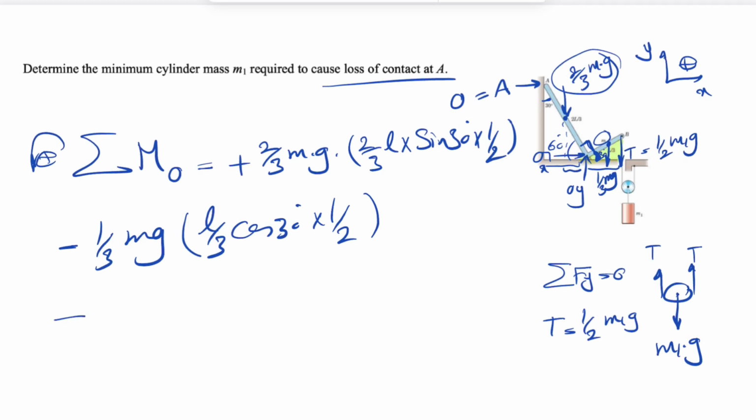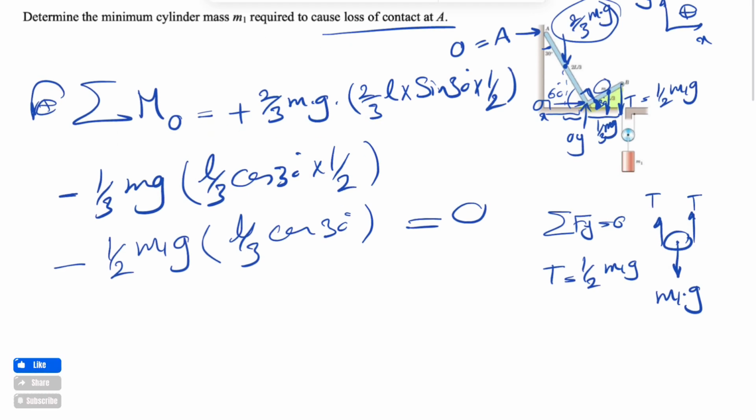And we'll also have the moment of the T, which we found is 1/2 of m1 g. And the distance this time is L/3 of cosine of 30 now divided by 2, and this will be equal to 0. So we can simplify this. We're just going to divide everything by g, so we get rid of g, and we can get rid of all the L/3 here, and the 1/2 the same.